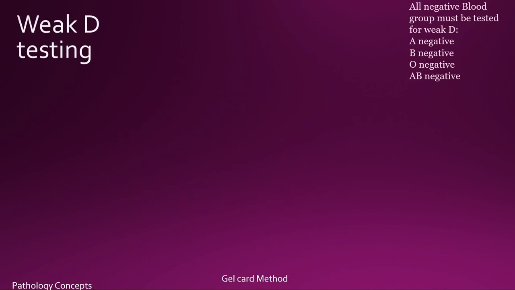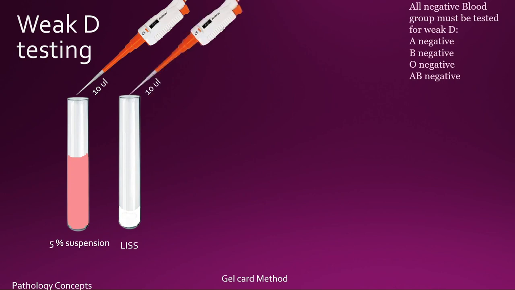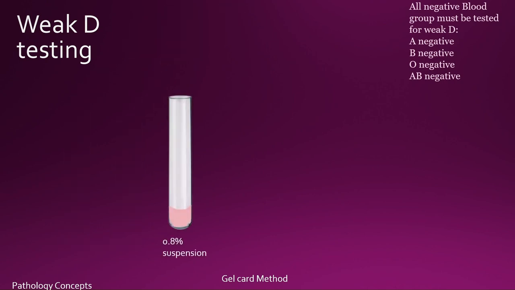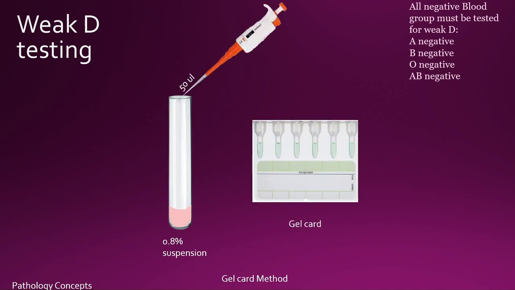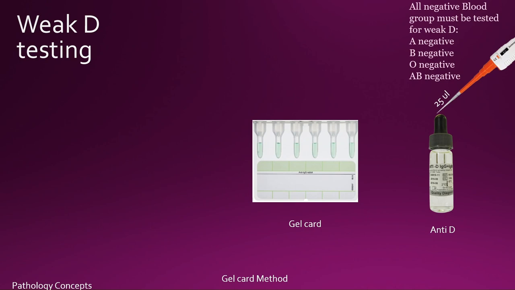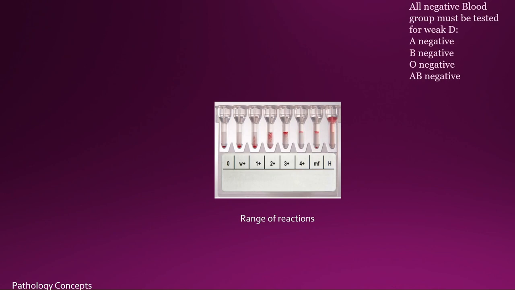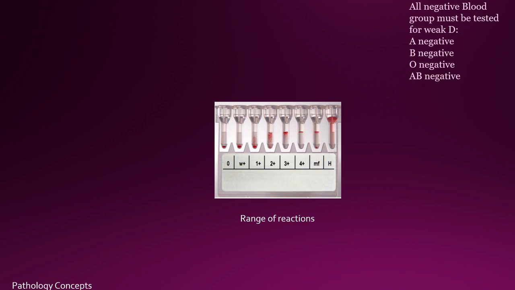Now let's understand the gel card method. From the 5% suspension, add 10 microliters of RBCs into 1 ml of LISS solution. This makes a 0.8% suspension. From this 0.8% suspension, add 50 microliters of blood into the gel card column. In the same gel card column, add 25 microliters of anti-D. Incubate for 5 minutes, centrifuge it after that and look for the reactions. If the agglutination is present, then we can say that the blood group is weak D positive.